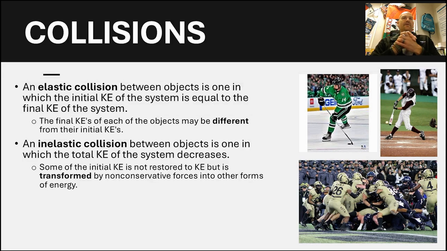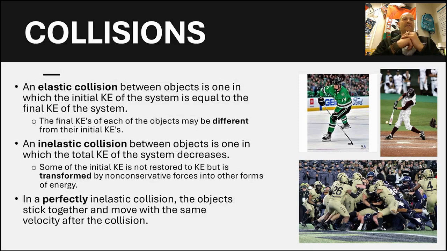Now, the second type of collision is an inelastic collision. What happens is the total kinetic energy of the system will decrease. So you'll lose energy somewhere. Some of that kinetic energy is going to be transformed through the use of non-conservative forces.